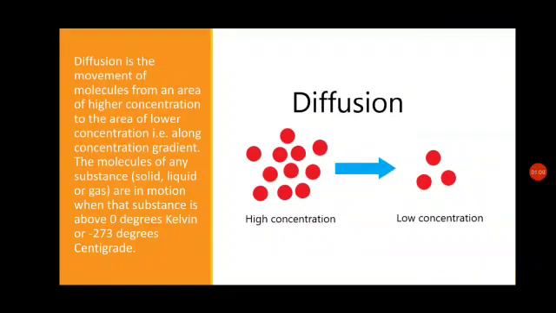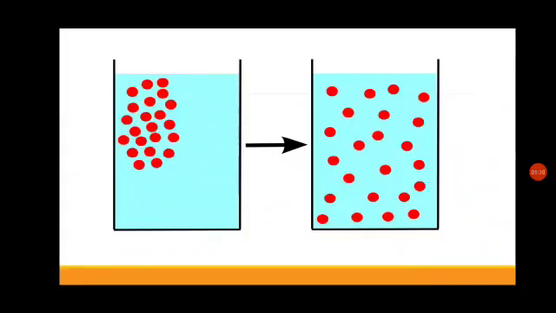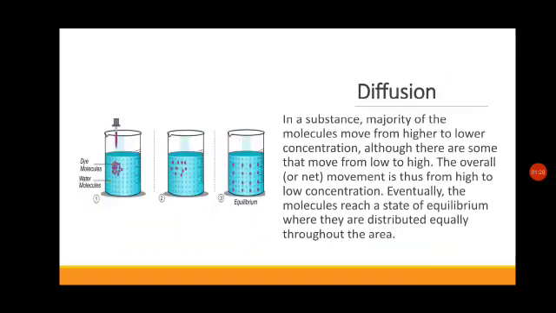This is the free flow of molecules. Like if the solute is more at one place, the molecules of the solute travel from higher concentration to lower concentration. Here you can see the molecules from the higher concentration are traveling to the lower concentration. Here you can see diffusion in a substance. The majority of the molecules move from higher to lower concentration, although there are some that move from low to high. The overall movement is from high to low concentration.